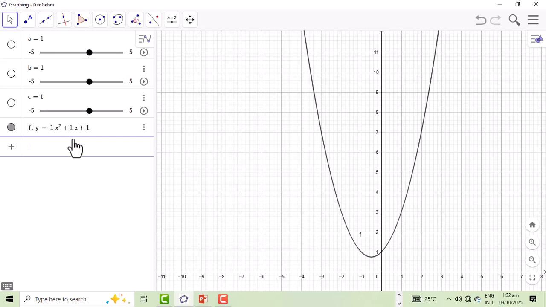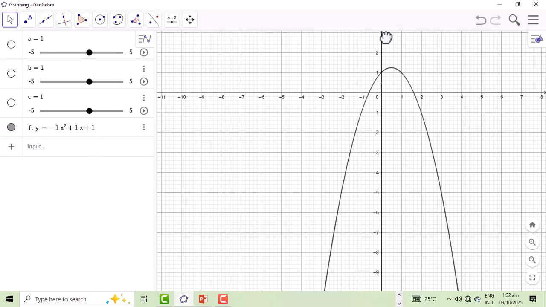Now let's move to the second part, when the coefficient of x squared is negative. Now let me change this to negative a. So we have y equals negative ax squared plus bx plus c. Let's look at the shape of this graph. So this is the shape of this quadratic function, where the coefficient of x squared is negative 1, and it's an N-shaped parabolic shape.